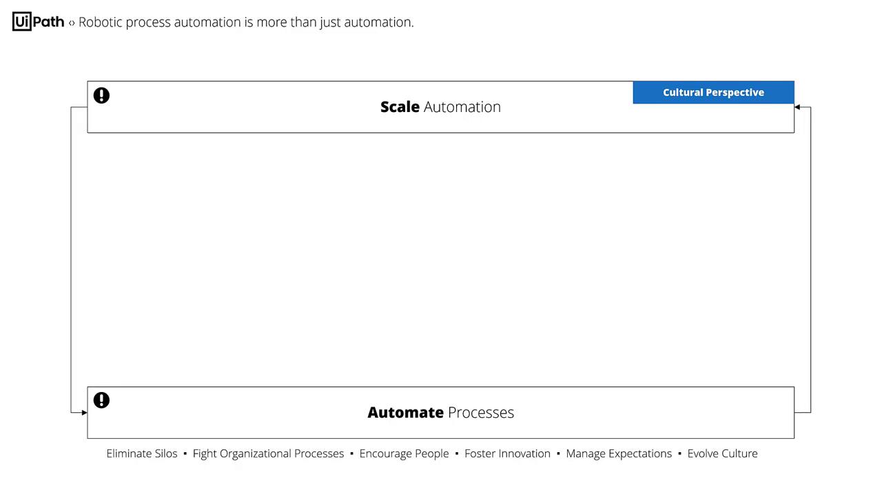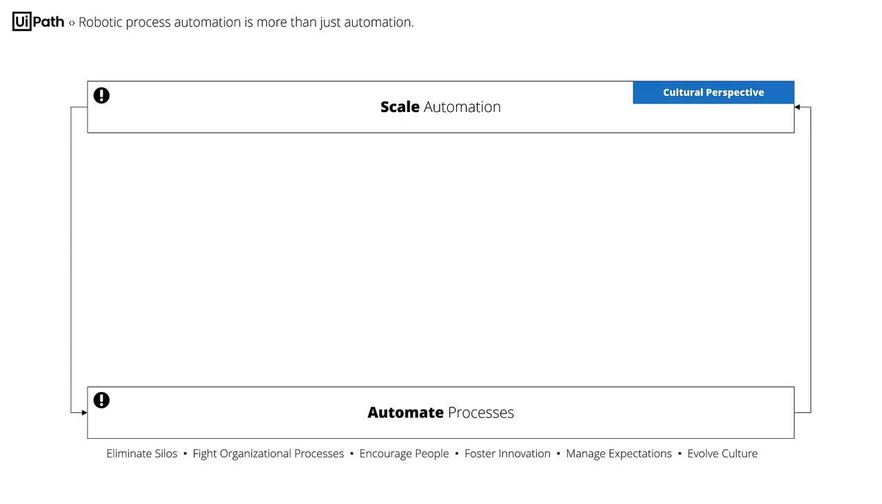We need to fight against sticky organizational processes. And we need to encourage people. We need to encourage people to motivate them, because motivation and inspiration eventually leads to innovation. And in doing so, we need to manage a lot of expectations of many different stakeholders in your organization. And the reason why we want to do that is to evolve a healthy corporate culture that will help us to scale automation reliably, sustainably, and quickly to truly accelerate digital transformation.